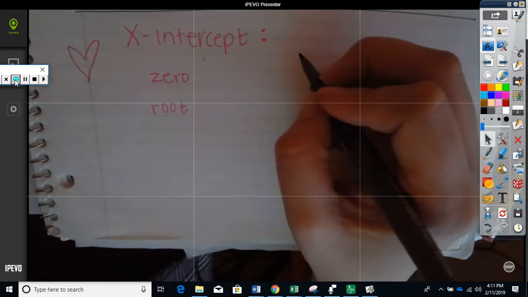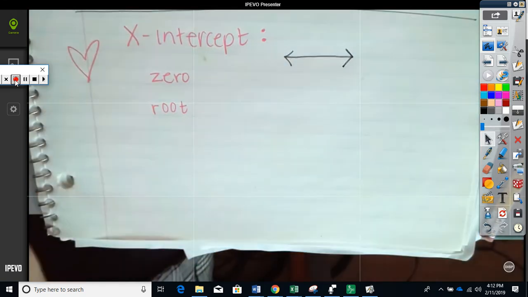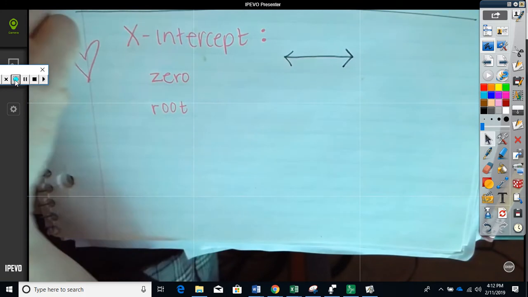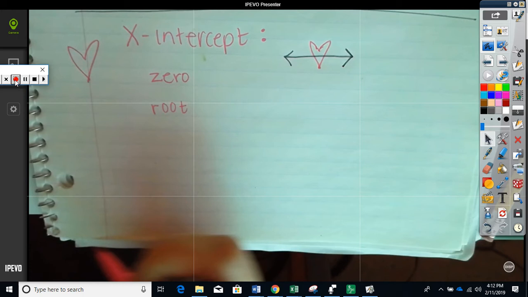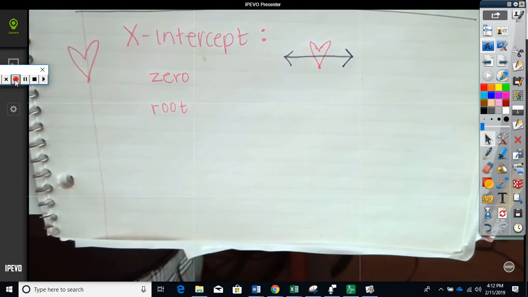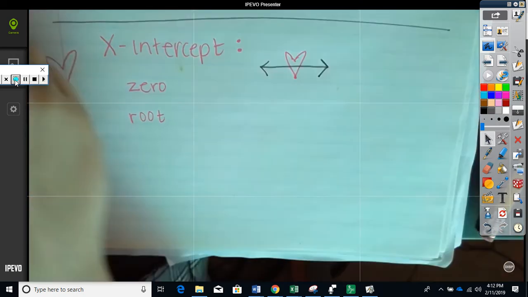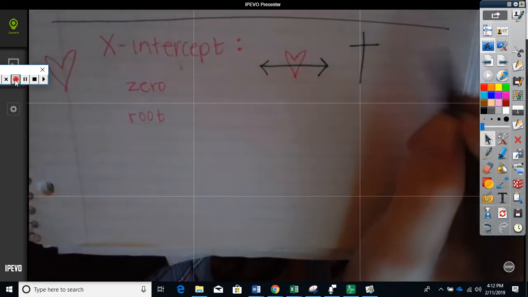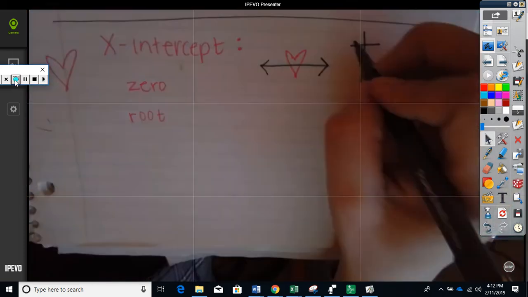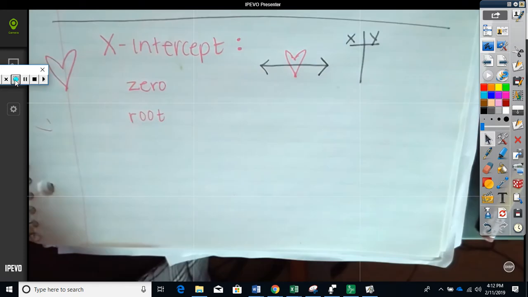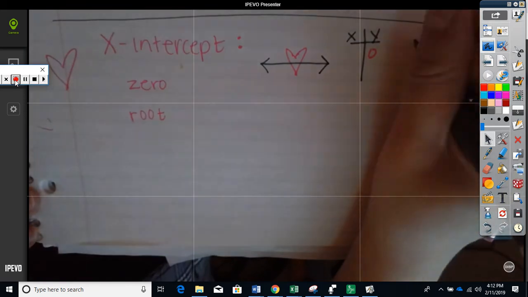What line is this one on? That's the horizontal. It's on the horizontal. And for this one, when you see a table, which one is the one that's zero, X or Y? Y. It's the opposite that's zero. Always.